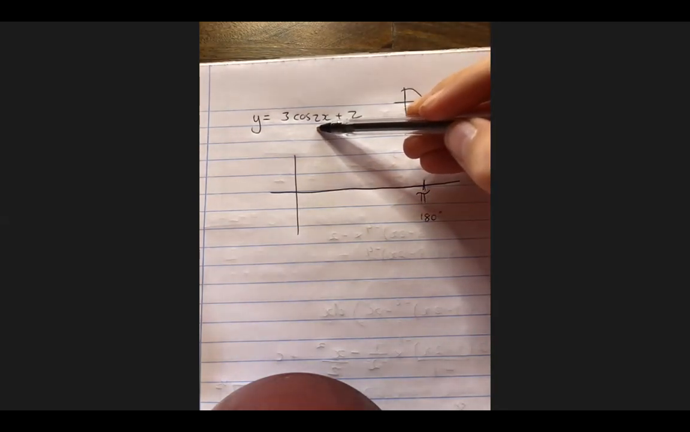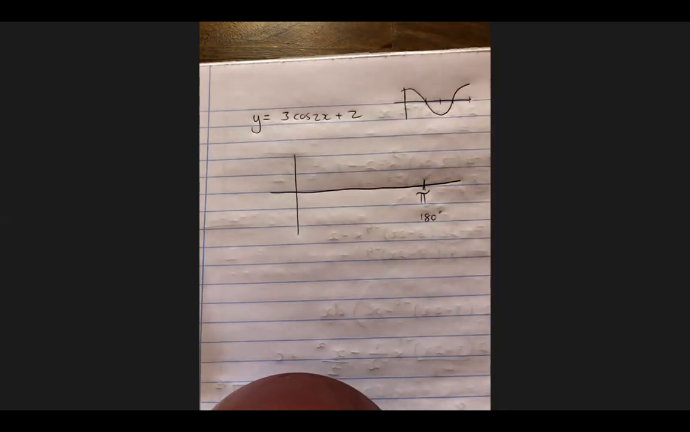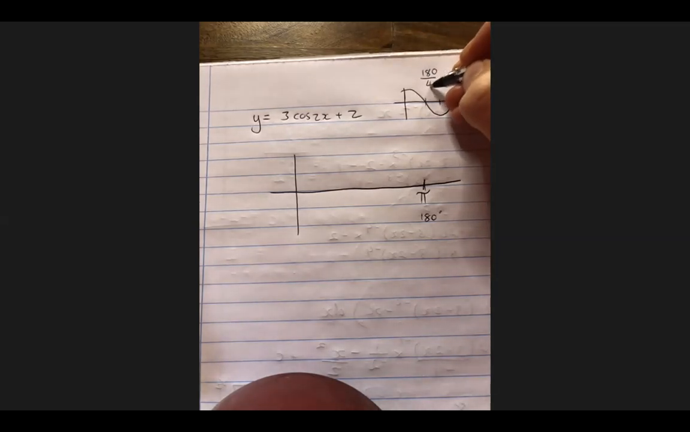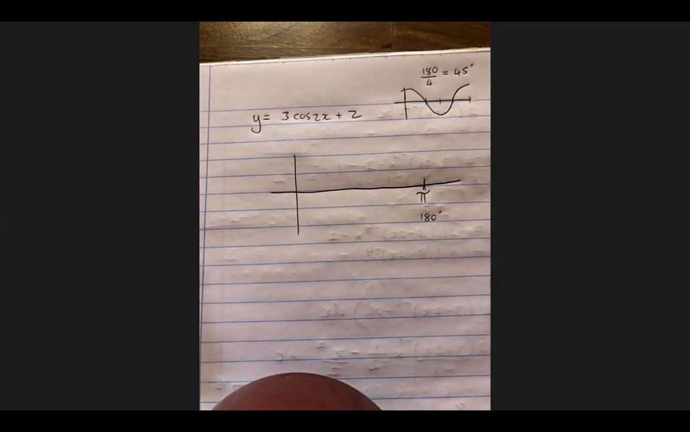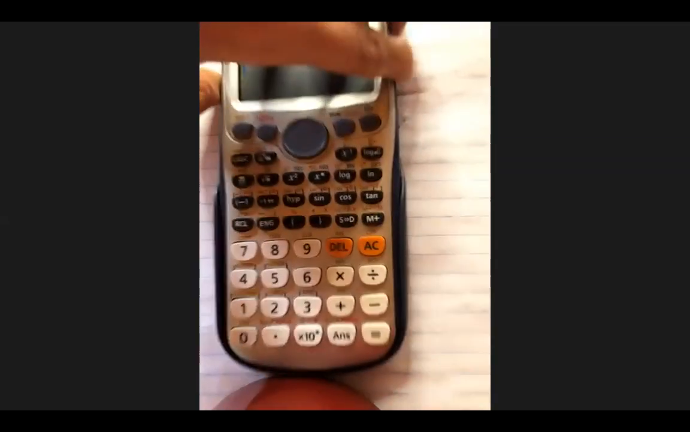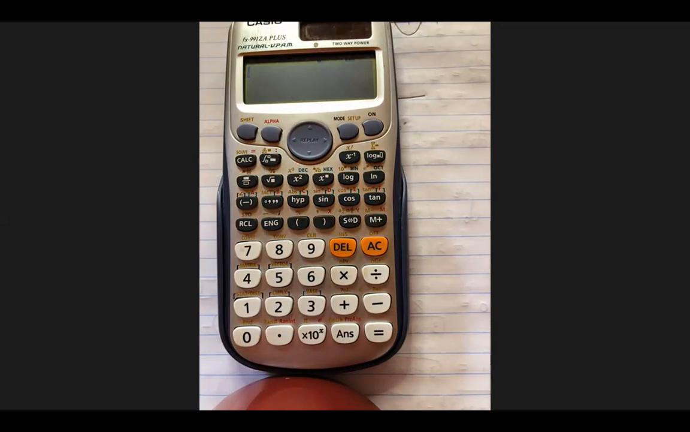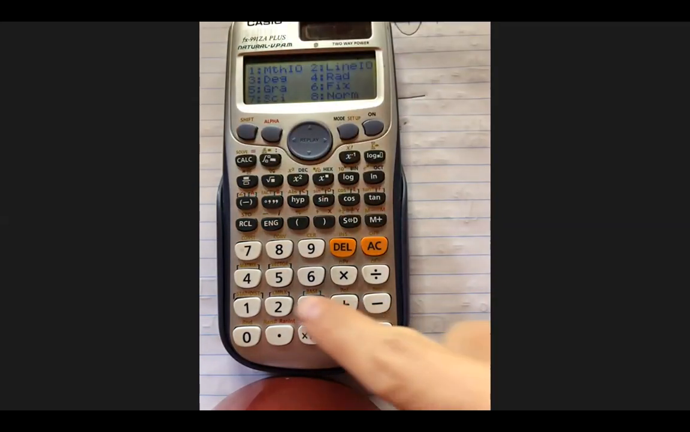It needs to make 2 waves in 360, which means actually your period will be 180. Which means that if I divide my 180 by 4, I know that every 45 degrees, something needs to happen. If you want to use 45 degrees, you're welcome, or you could use a quarter pi. But let me do it in degrees for you. I think it will be easier. So I'm just going to set my calculator to degrees again. If you wanted to see how I did that, I just went shift, mode, 3, degrees.